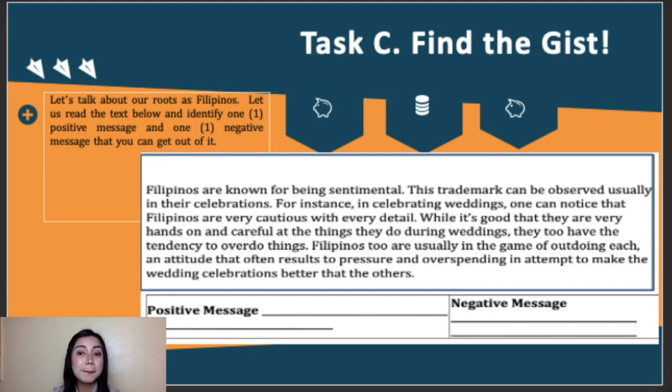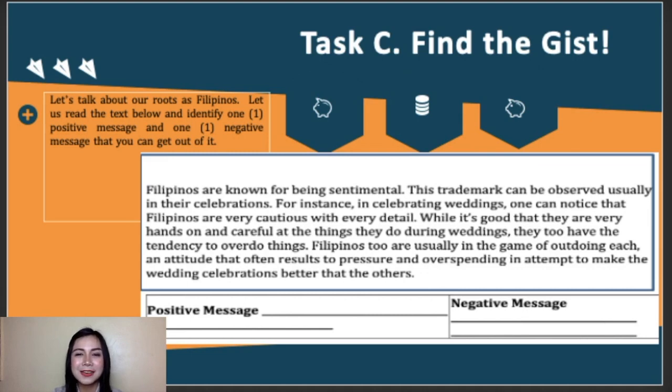So, please choose one positive message and one negative message. I will give time to you guys to read again the paragraph. And then later on, I will call the attention of two participants here. Alright, Catherine, you are raising your hand. Open your camera, Catherine, and turn on your microphone. Please give us one positive message from the paragraph.